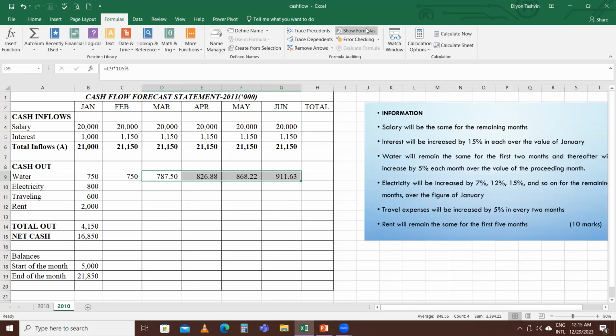So the next one. Electricity will be increased by 7%, 12%, and 15%, and so on for the remaining months over the figure of January, which means the electricity in February should increase by 7%. So we are going to refer to the January value, then we are going to multiply it with 107%.